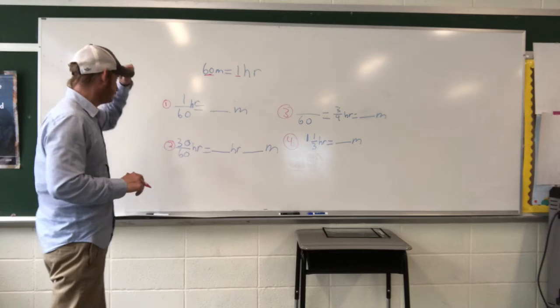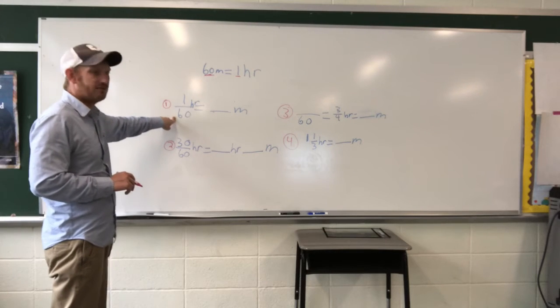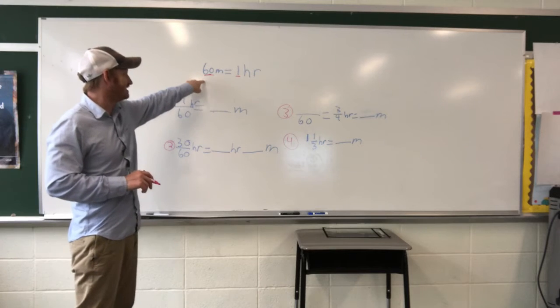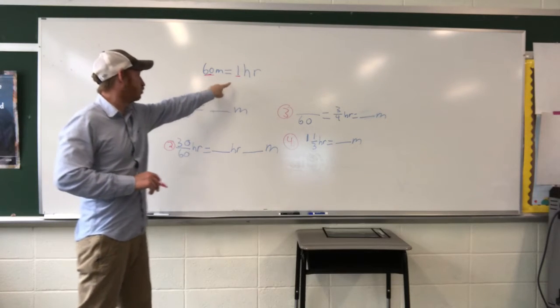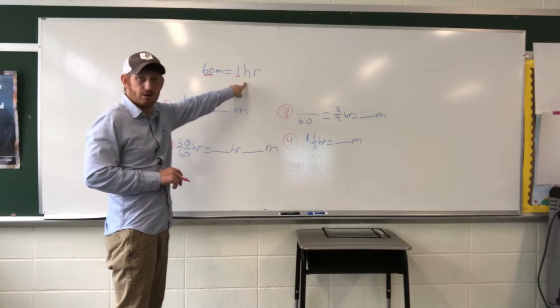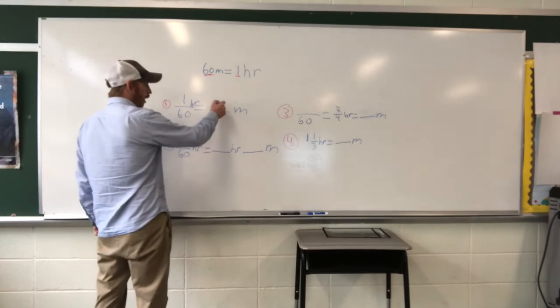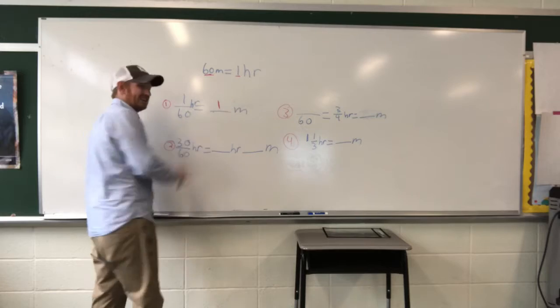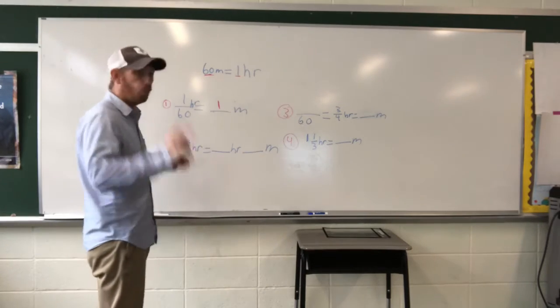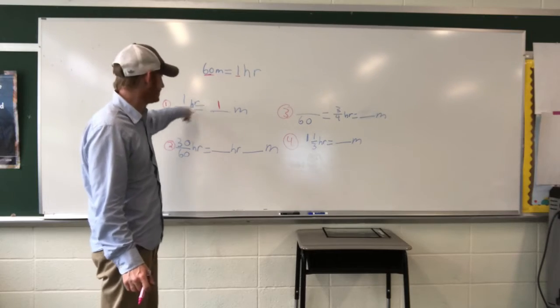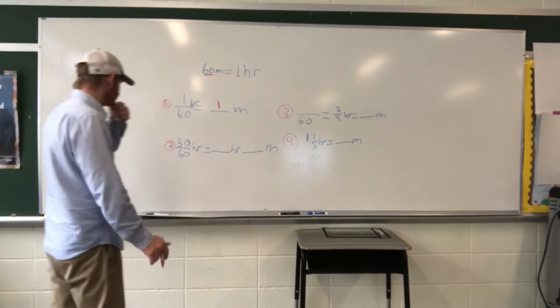So like before, 1/60th of an hour. Well, if it takes 60 minutes to reach 1 hour, then 1 out of 60 would be 1 minute. Right? Because we need 60 minutes. So we need 1 60 times. We have 1 out of 60 is just 1 minute.